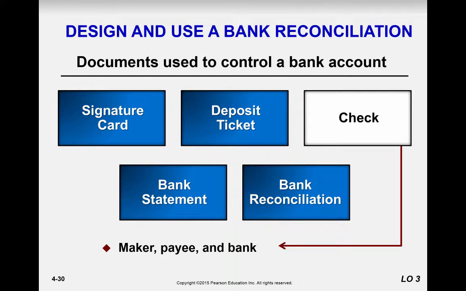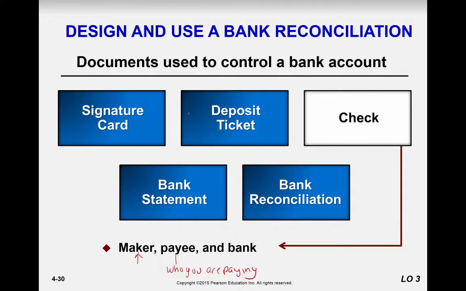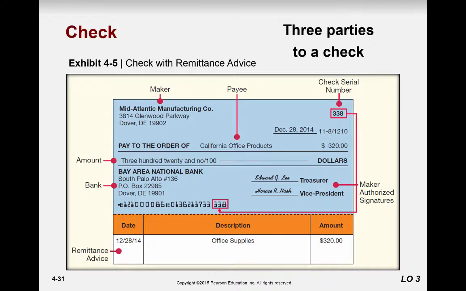A check, which I'm sure you're all familiar with, has the maker who makes the check, the payee, who you are paying, and the bank. Now the bank statement is, let's go back here a second. So then you have the bank statement, which we'll get to in the bank reconciliation. Let's look at the check really quickly. So now you'll see this check, and then here you have the remittance advice.